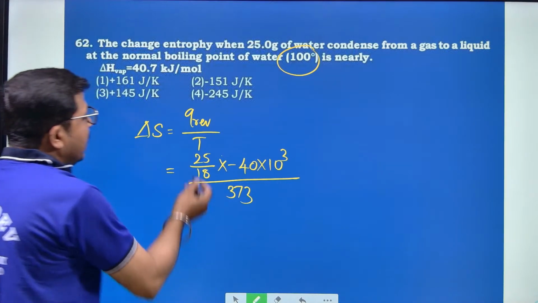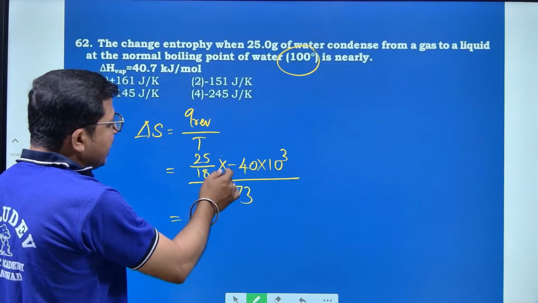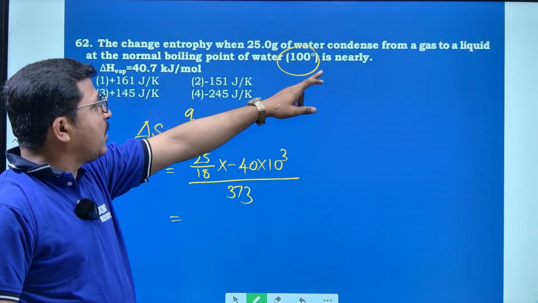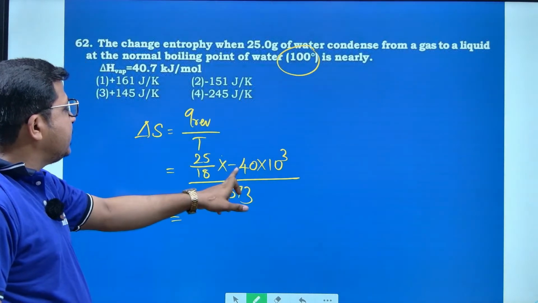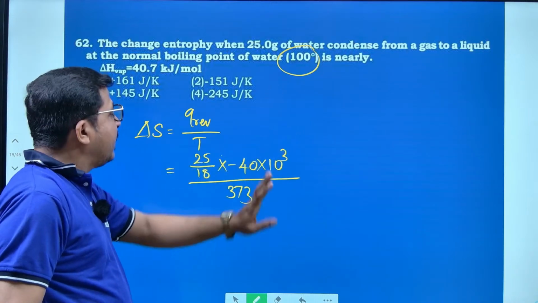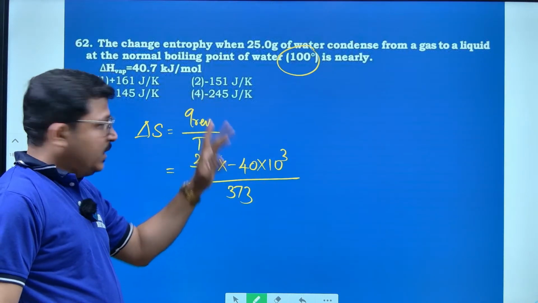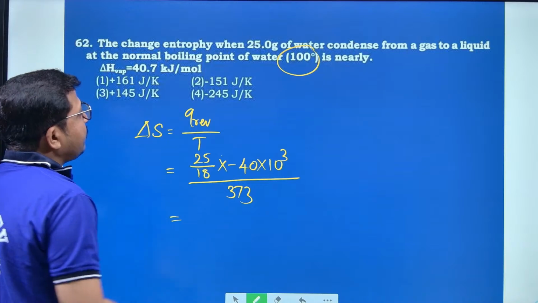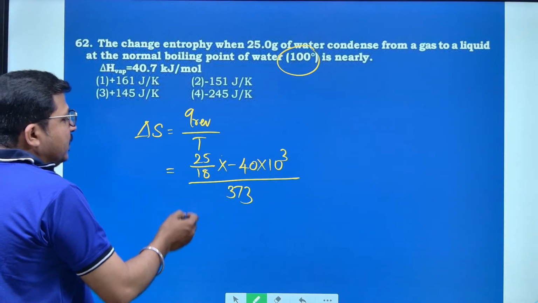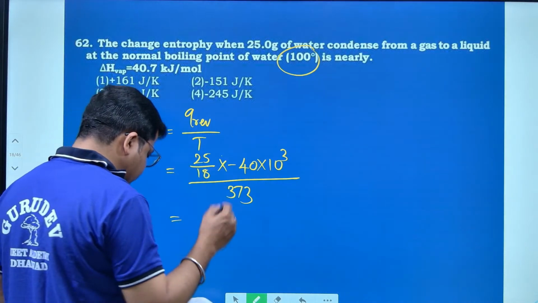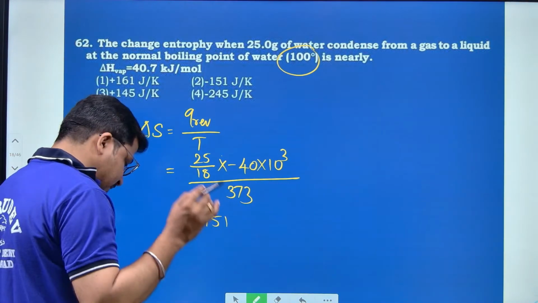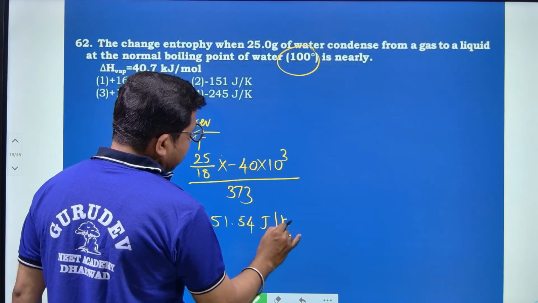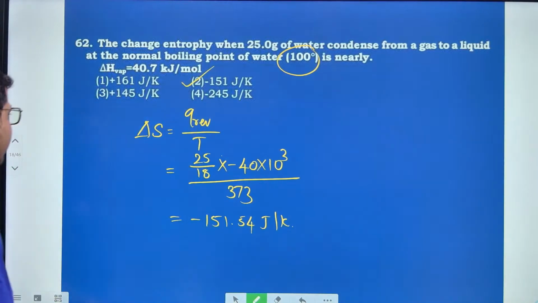Okay, now what we have to do? Look at the simplification. Why? Because here the change in entropy when 25 gram of water condenses, the enthalpy of condensation is plus 40 into 10 to the power 3 joules, and the vaporization is the reverse of that, that is minus 40 into 10 to the power 3 joules per mole. Hence, after simplifying this, we will get minus 151.54 joules per Kelvin. The right option is the second one.